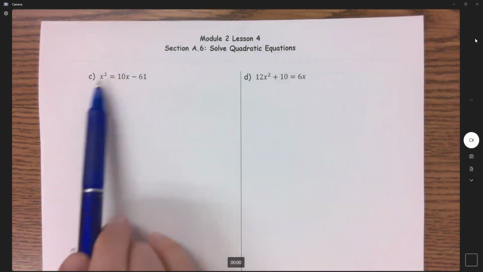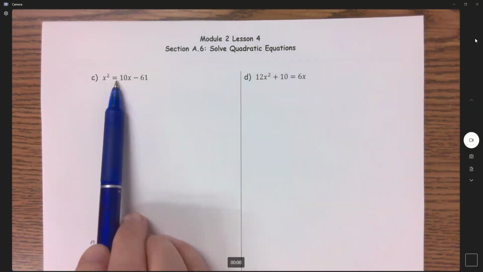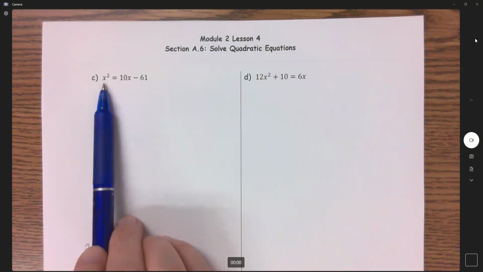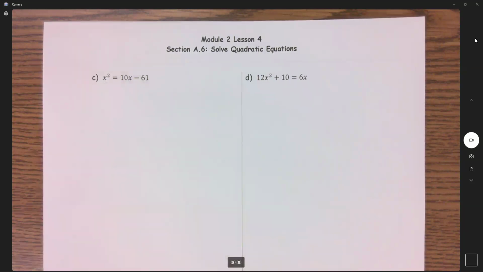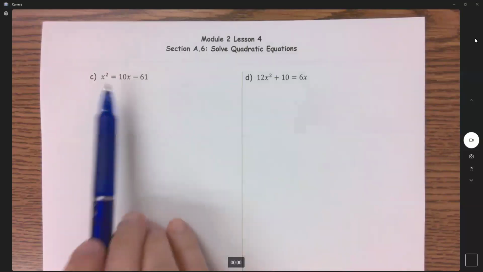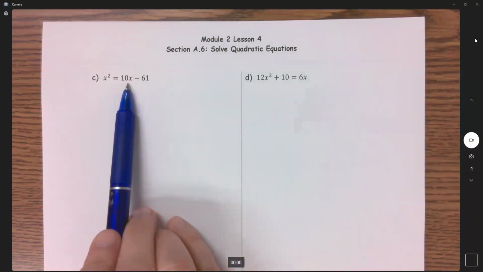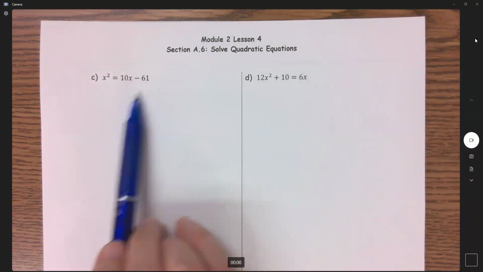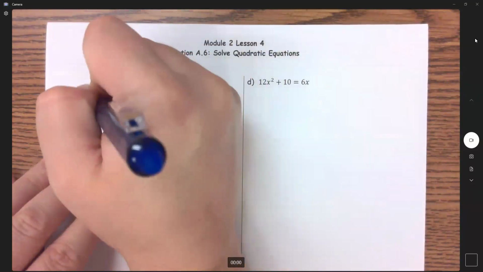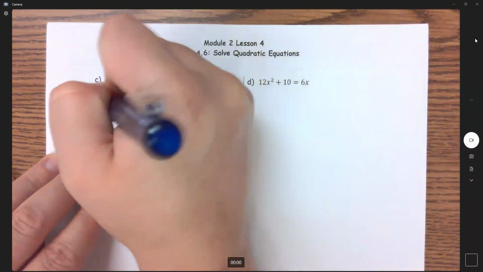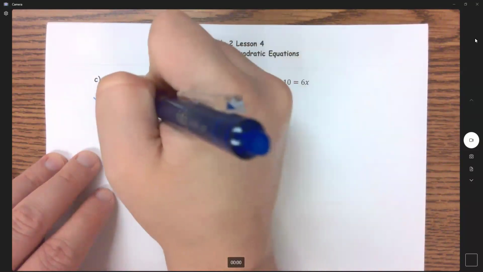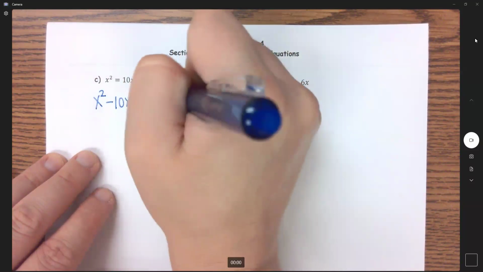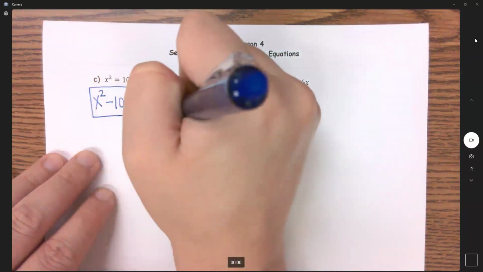Now, typically, the easiest thing would be just to move this one term over, but we really want to keep this x squared positive. It truly doesn't matter that much when we're using the quadratic formula, but it does matter when I'm using the square root method or factoring. So let's just keep it positive. Instead of subtracting this over, I'm going to subtract the 10x over and add the 61. So now this equation is x squared minus 10x plus 61 equals 0.